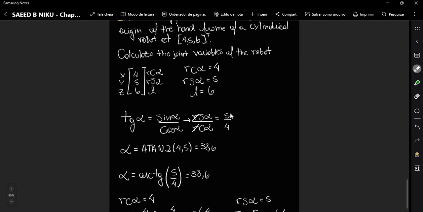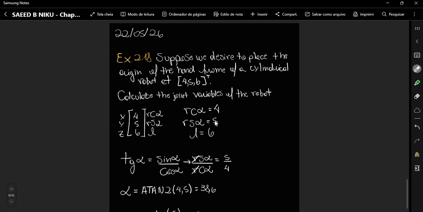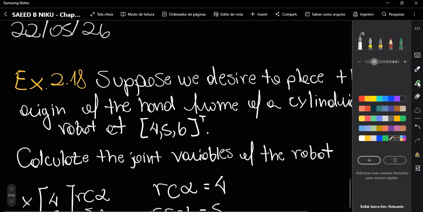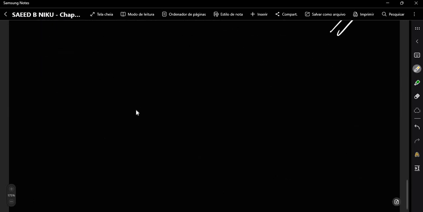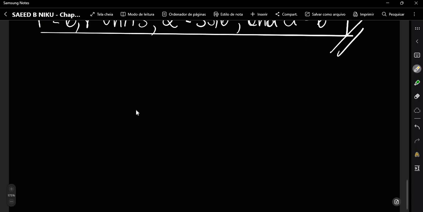Okay, let me write right here. This is from the third edition. Now, from the second edition.